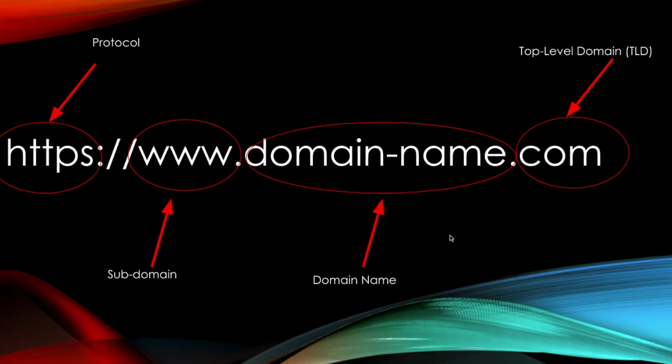Then you have the domain name, like Cloud Deep Dive or amazon.com or yahoo.com or google.com. Those are your domain names. And then you can have .net or .com or .edu or .org. There are so many different things you can use, and this is called your top level domain.